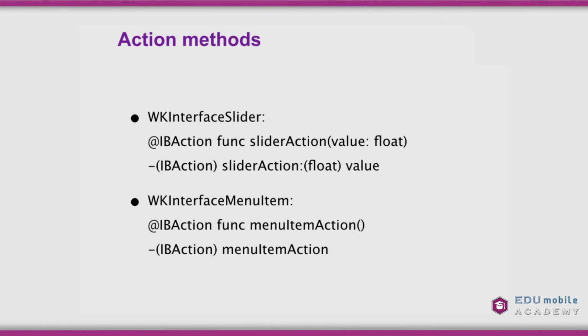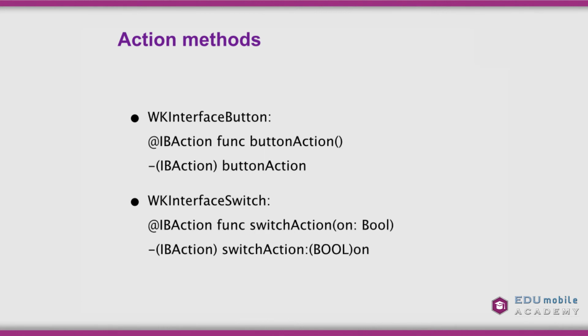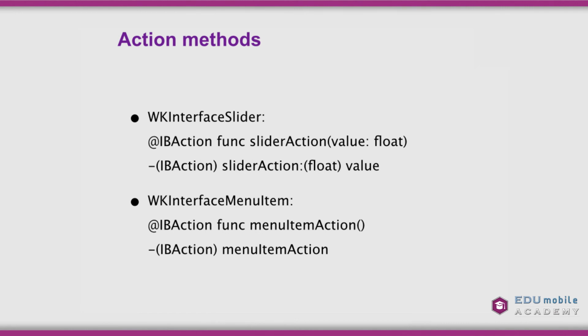An interface slider gives us back the value as a float, and an interface menu item doesn't give us a property to deal with. It's the same as a button. We have pressed it, and then we want to do something as a result of that menu item being pressed. So our names of these, buttonAction, switchAction, sliderAction, menuItemAction, can of course be any function names or method names that we want to use here.